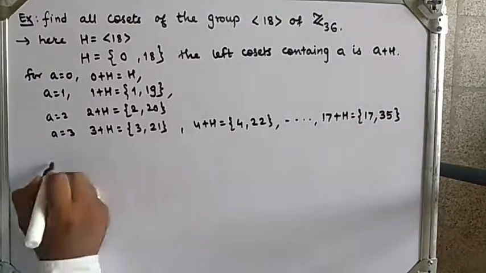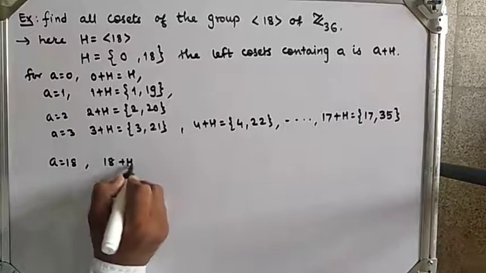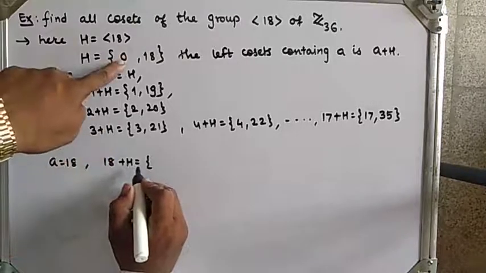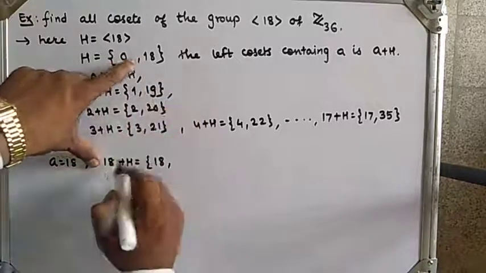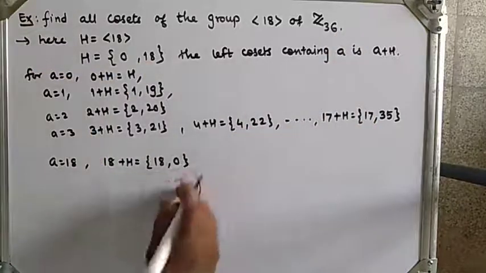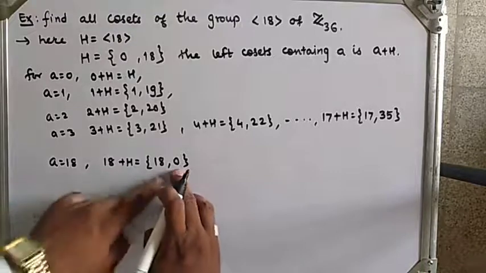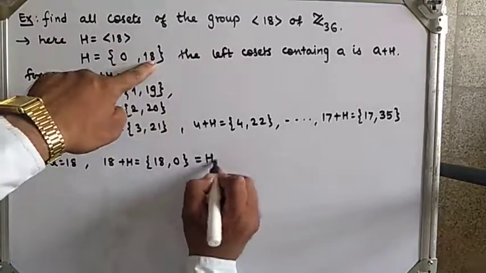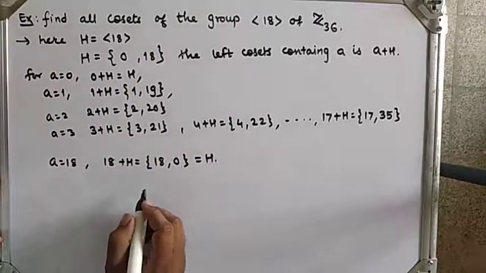If I put a equal to 18, then we get 18 plus H: 0 plus 18 is 18, and 18 plus 18 is 36, and 36 mod 36 gives 0. So we start getting repeated sets, here 0, 18, which is the same as H, which means there are a total of 18 left cosets.